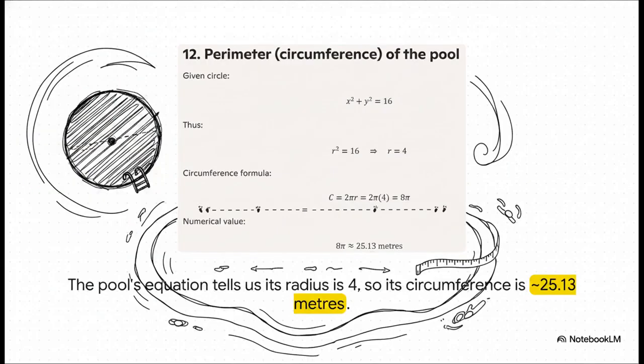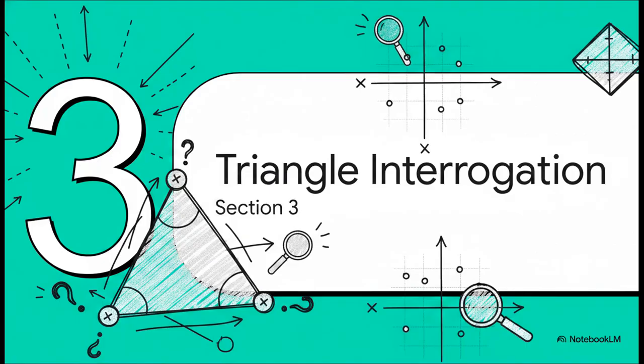We can even see how this works in the real world. Say a swimming pool has the equation x squared plus y squared equals 16. Well, we know that r squared is 16. That means the radius is just the square root of 16, which is 4 meters. And from there, we can figure out its circumference is about 25 meters. See? Cracking the code gives us actual, real-world answers. Okay, that was a good warm-up.